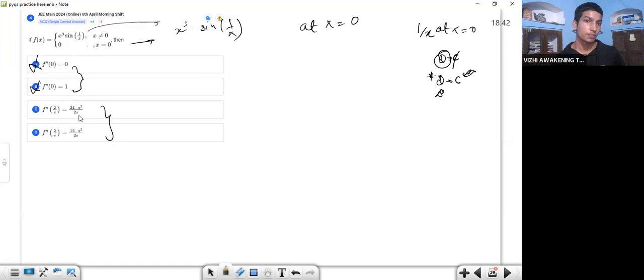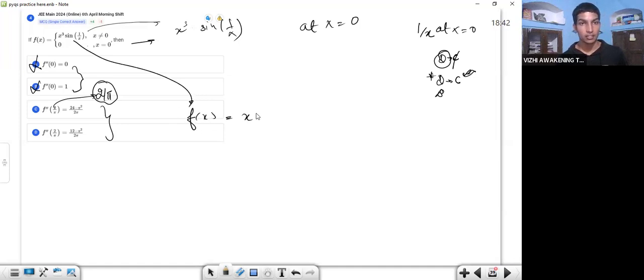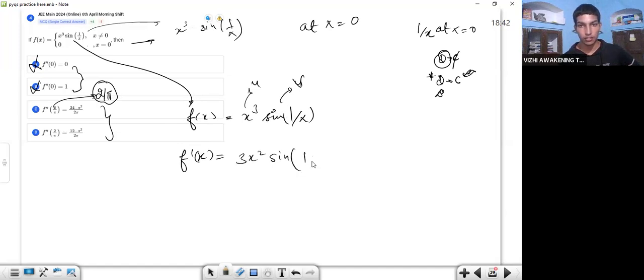There are other options also, which give its value at 2 by pi, which is not 0. So let's take this function further. f of x is x cube into sine of 1 by x, which is u into v. Let's differentiate it using the product rule: 3x square into sine of 1 by x, plus u v dash, which is cos of 1 by x into the differentiation of 1 by x, which is minus 1 by x square.